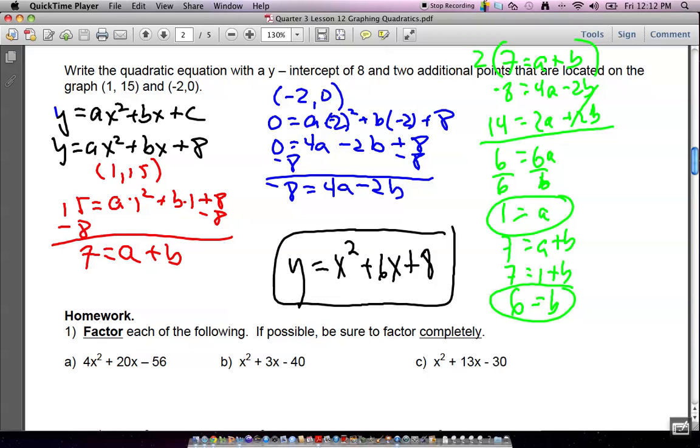Take a look, see what you think. Yes? Does it matter what points you put first? No? Yes? What was that? I did.